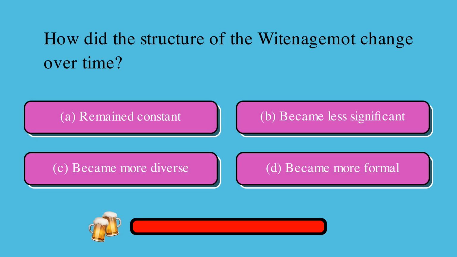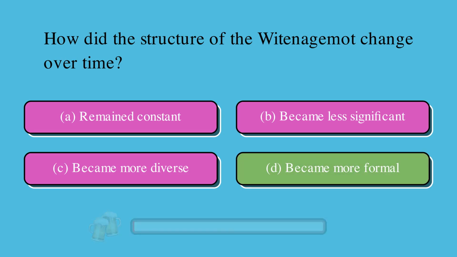How did the structure of the Witenagemot change over time? Is it A, remained constant, B, became less significant, C, became more diverse, or D, became more formal? The correct answer is D, became more formal.